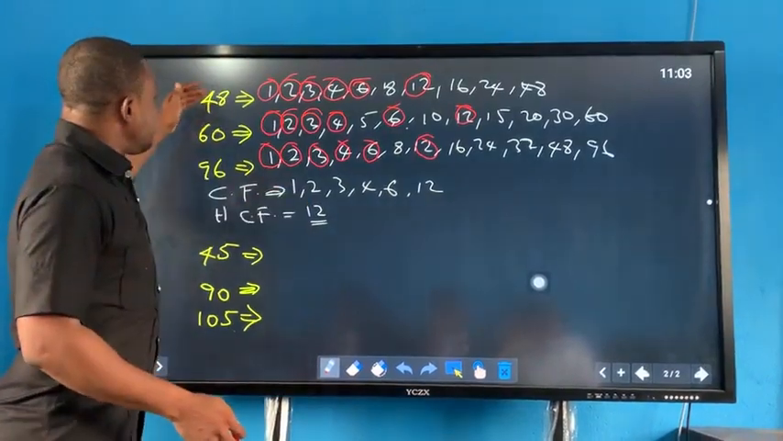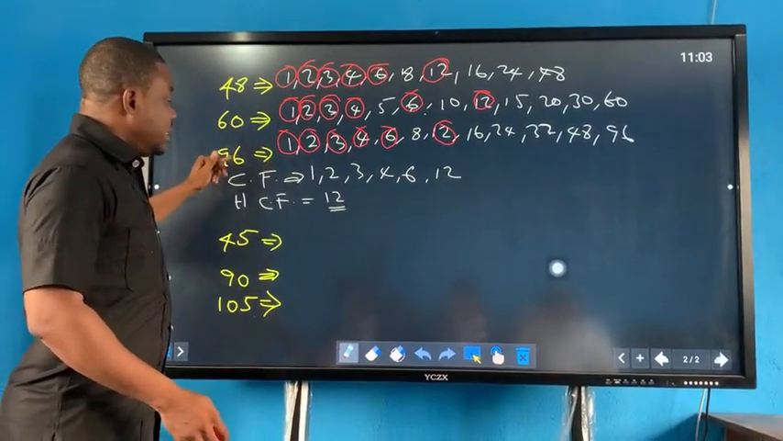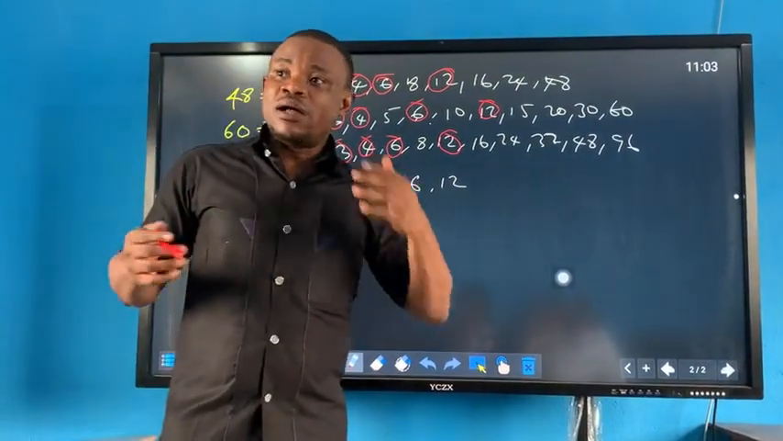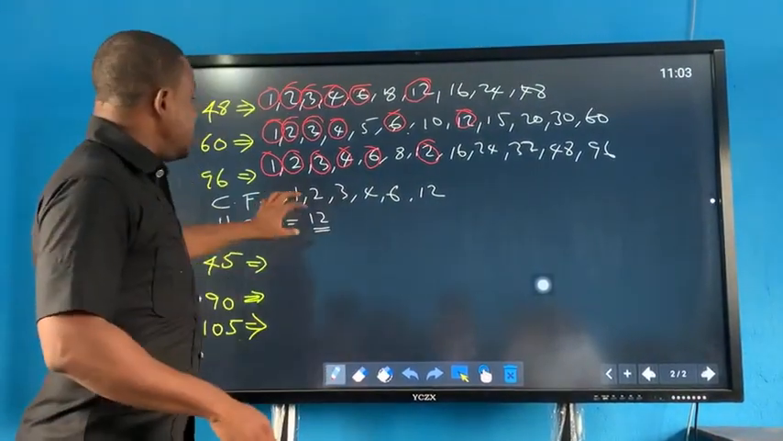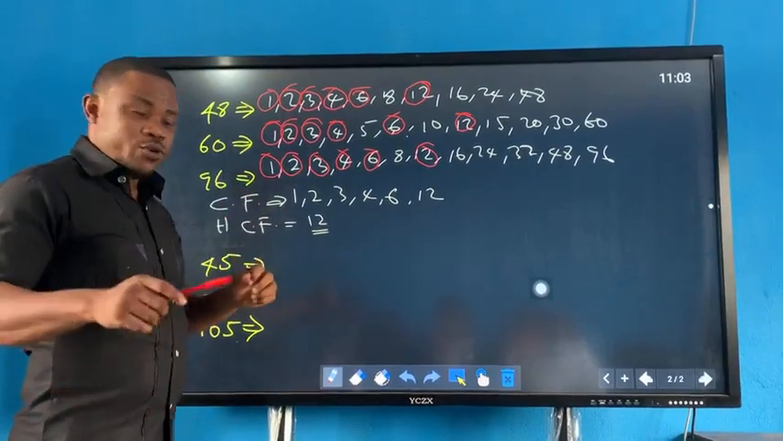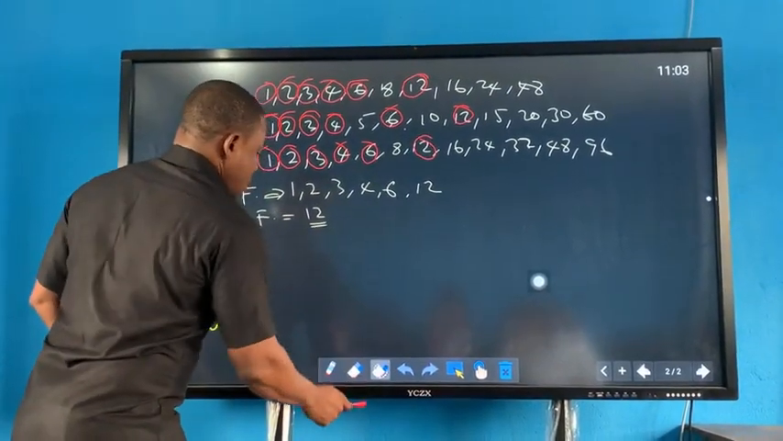That means for 48, 60 and 96, 12 is the biggest number that can divide them without remainder. Are you with me? 12 is the biggest number that can divide all of them without remainder. So I'm going to have this.